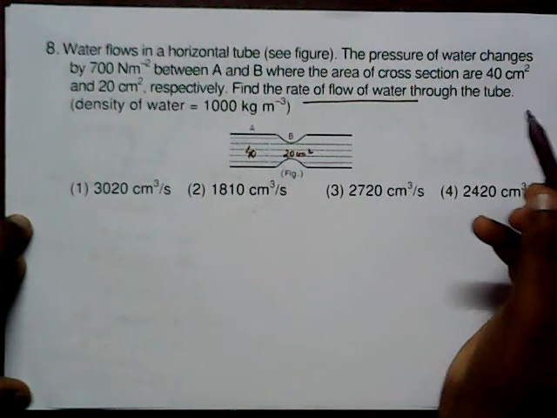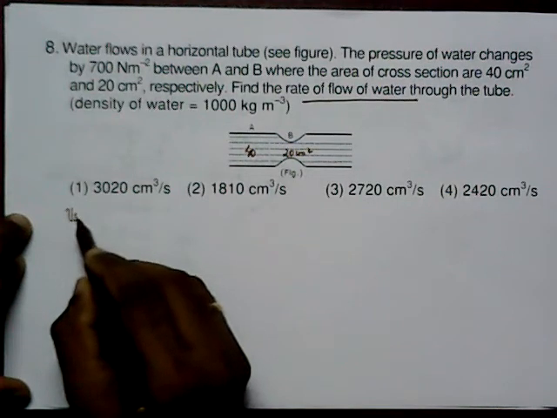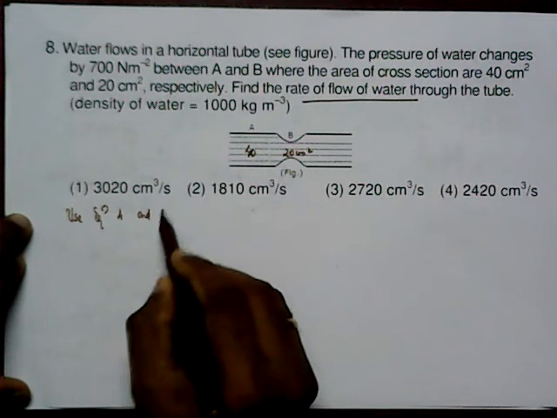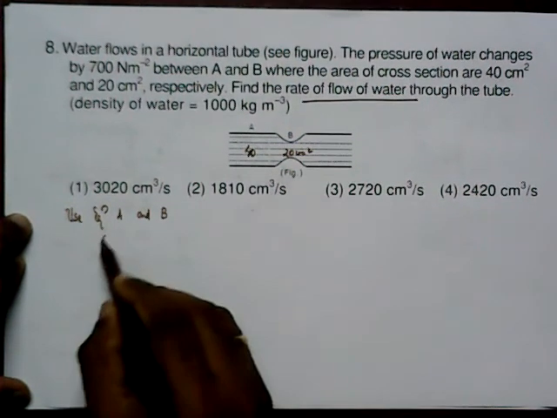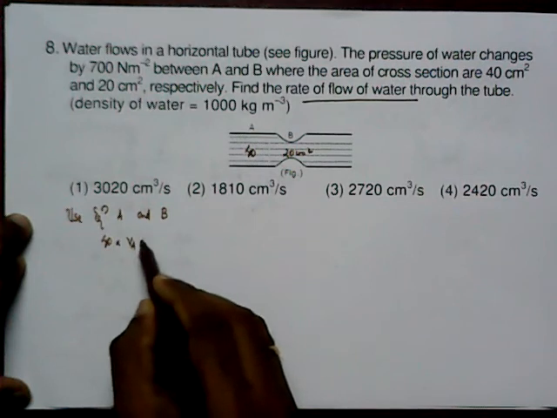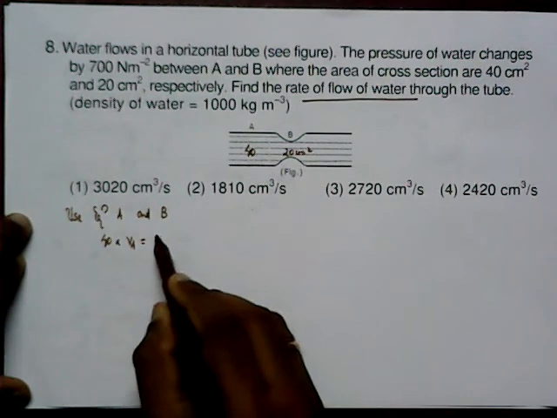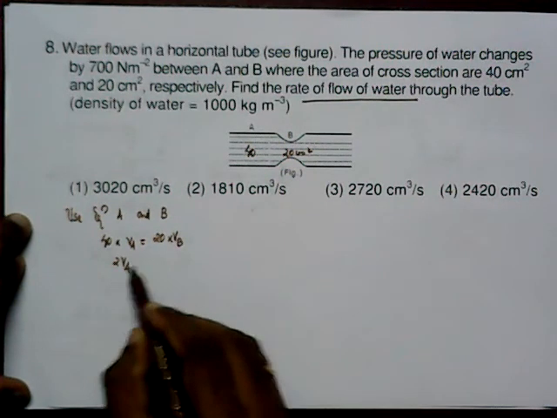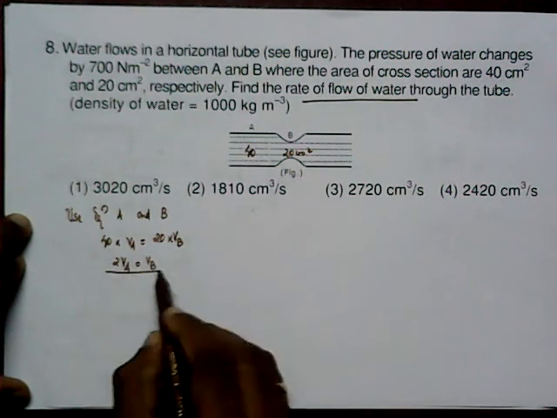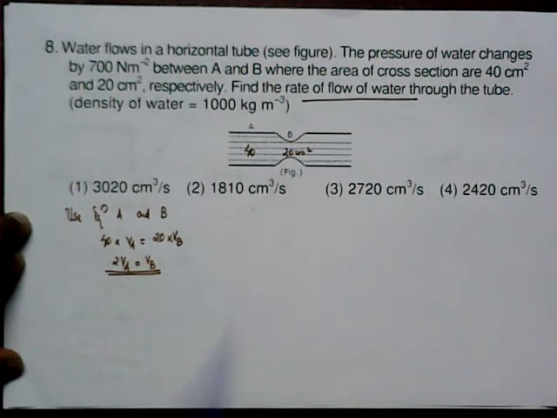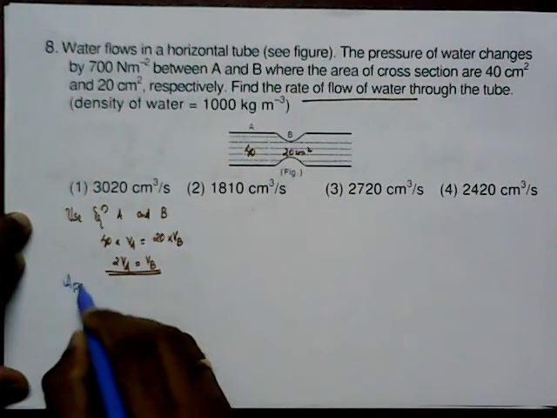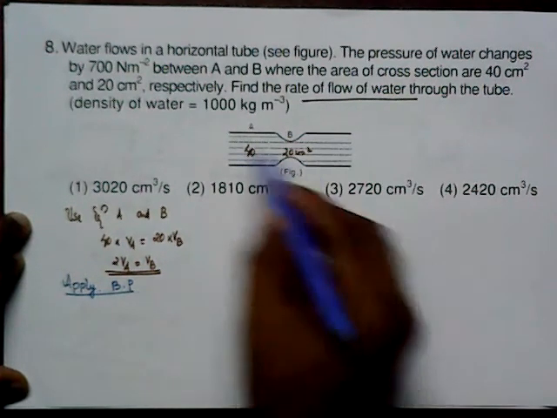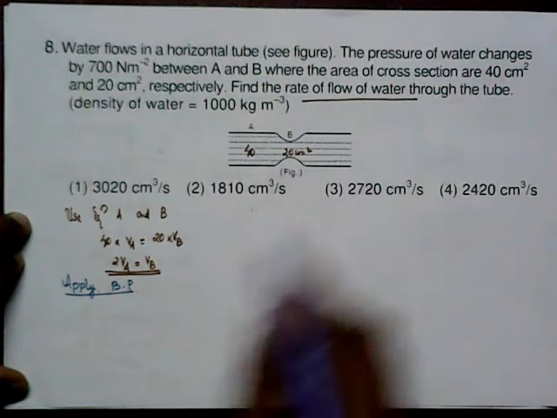At first, we can use our equation of continuity at the cross sections A and B. We can say that the area 40 moves with velocity VA, equal to the area 20 into VB. So we can say that 2VA is equal to VB. It's a good concept there. Then at the two points we can apply Bernoulli's principle, a very, very important concept. At the same horizontal level, we can avoid the potential energy contribution.